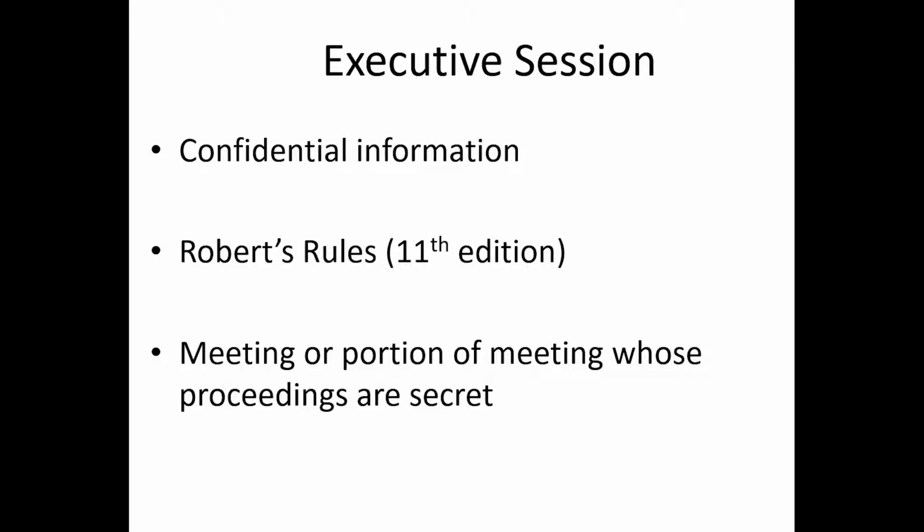Robert's Rules provides a great way around this. If you don't have a copy of Robert's Rules, you should get one. You can get it online, or you can get a hard copy, a nice little fat book. The 11th edition is the one you should be using. Robert's Rules provides a great way around it. It is called executive session, and this is a meeting or a portion of a meeting whose proceedings are secret.